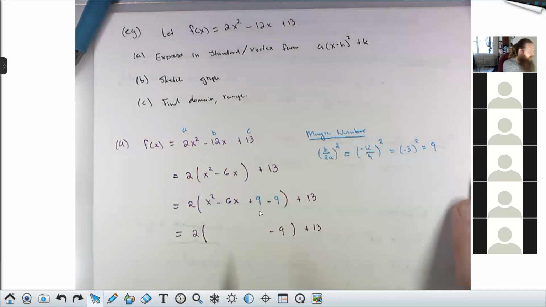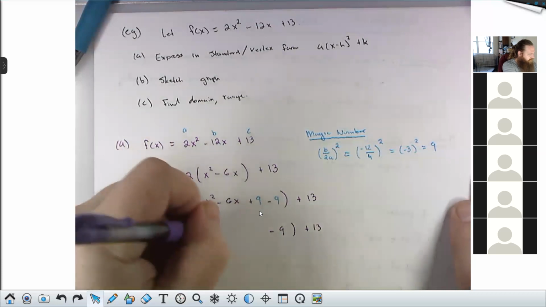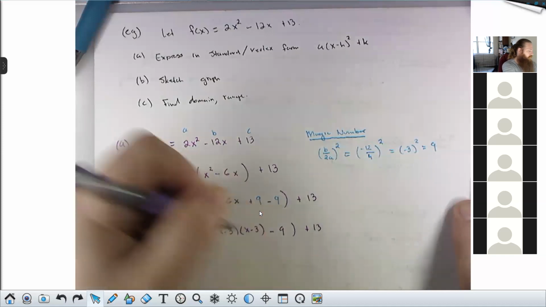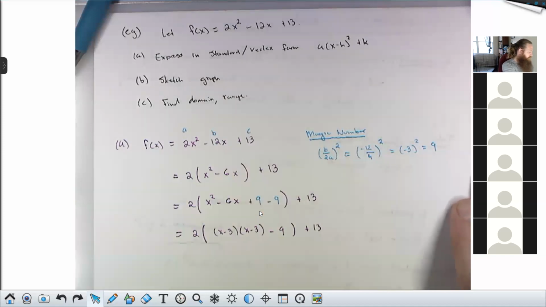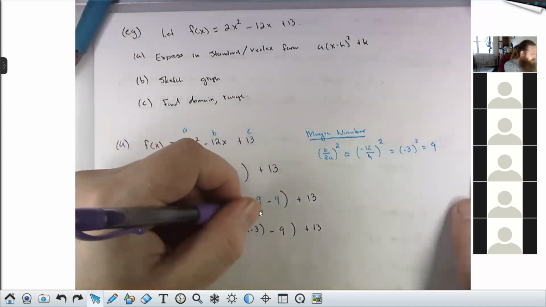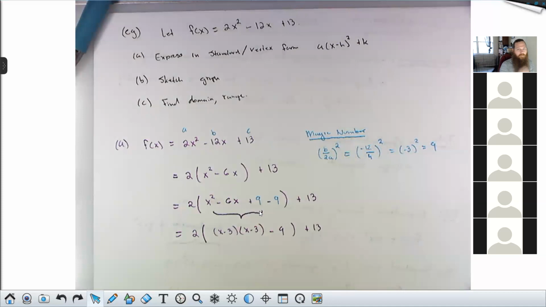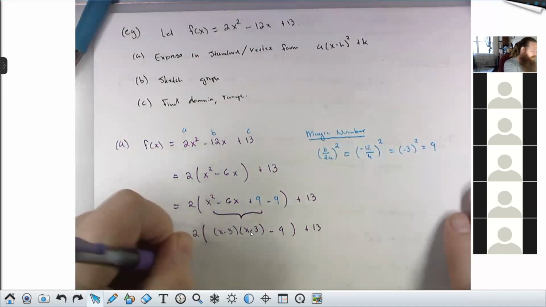And if you look, 9 is 3 times 3, and 6 is negative 3 minus 3. So this is x minus 3 times x minus 3. So we factor just these. And by design, because of the way I chose this number, these will always be the same thing. It's always going to be x minus 3 times x minus 3, or x plus 1 times x plus 1. That will always factor as a perfect square.